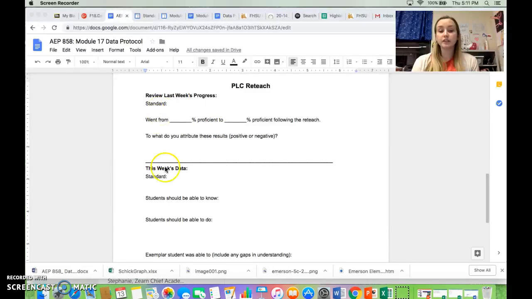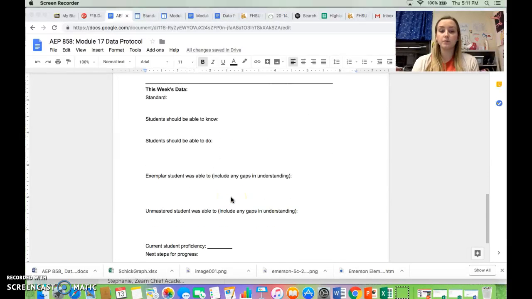The first thing you start by doing is reviewing the last week's progress. So what standard you're working on, and you went from a certain percentage of students proficient to a new percentage proficient, and what caused this change, either positive change or negative change. So were you reteaching something? Did you pull small groups? What did you do, basically? And then we move on to this week's data.